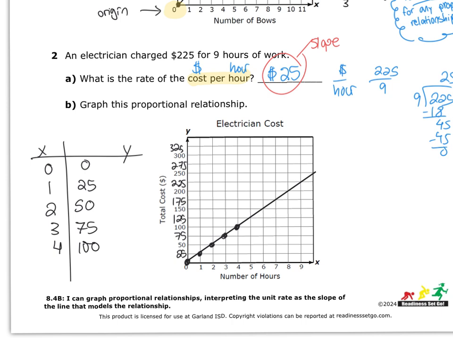And if we wanted to, we could confirm 25 over 1 equals 25. 50 over 2 equals 25. 75 over 3 equals 25. 100 over 4 equals 25. So our constant of proportionality, K, which is our unit rate here, that's the slope of our line for this proportional relationship. $25 an hour, 25 is the slope of our line.